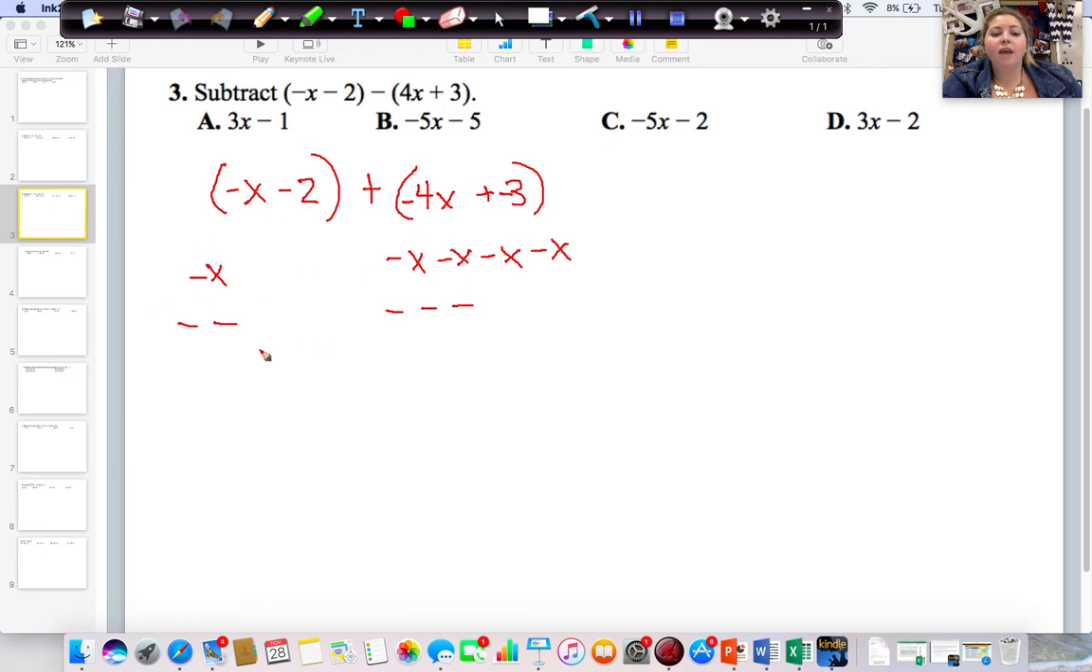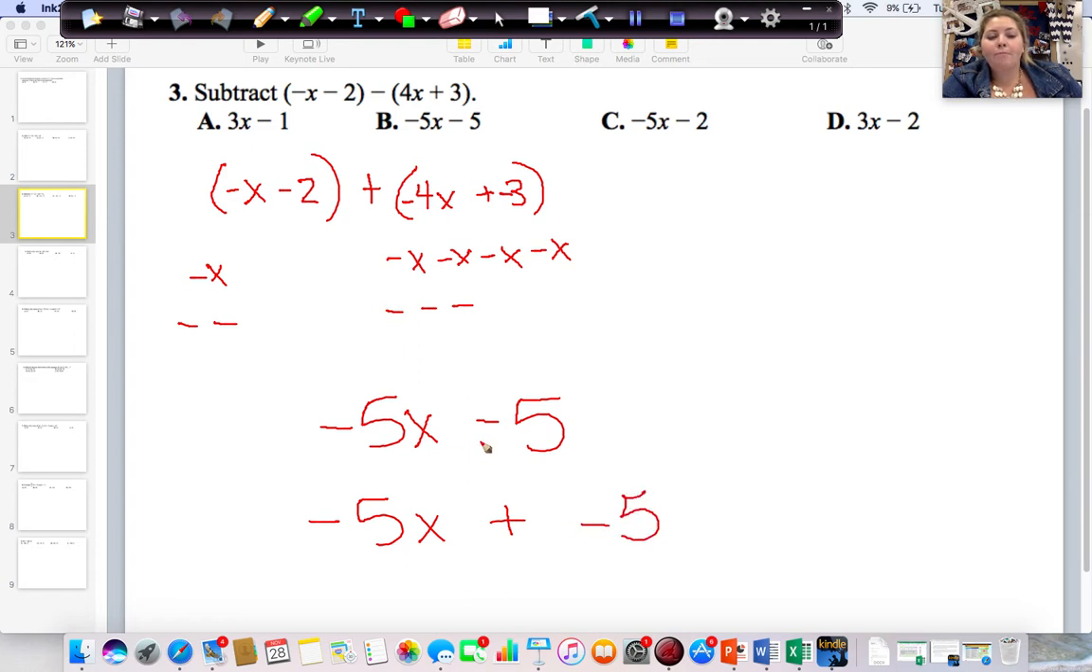All right, we don't have any positive and negative pairs, so I'm going to add them all together. I've got 5 total negative x's, negative 5x, and I've got 5 negatives, so minus 5. You could have also said negative 5x plus a negative 5, and that would work as well. Subtracting is the same thing as adding a negative. That's something that we need to get in our heads. Okay, so our answer here is negative 5x minus 5, which is B.